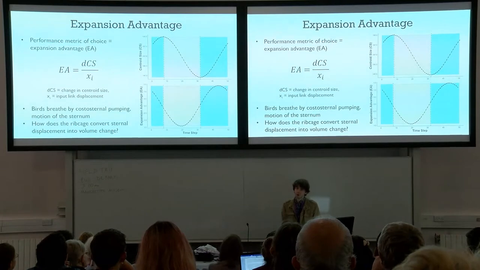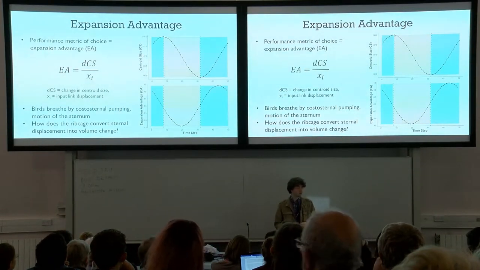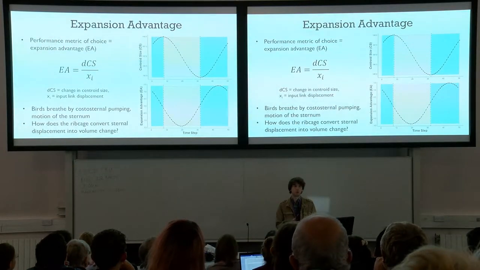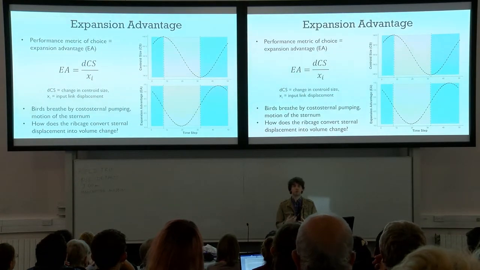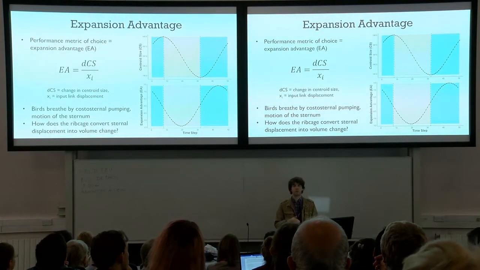And the metric of choice for making comparisons across taxa is this thing called expansion advantage, which is a way of measuring how much expansion or contraction, how much volume change you get in a rib cage for a given input motion. And this input motion we're using is just the motion of the sternum. So if you move the sternum by a given amount, how much volume change do you get in the rest of the rib cage as a result? With the idea being that if you have a high expansion advantage, then it doesn't take a lot of sternum motion or a lot of input to get a lot of gas flow through your system.